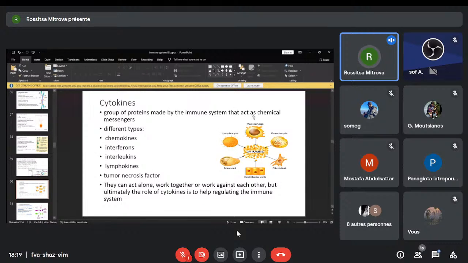Cytokines, some words on cytokines. These are groups of proteins made by the immune system and they act as chemical messengers. Very different types: chemokines, interferons, interleukins, lymphokines, the tumor necrosis factors, we talked about this. They can act alone, they can work together or work against each other, but ultimately the role of the cytokines is to help regulate the immune system.